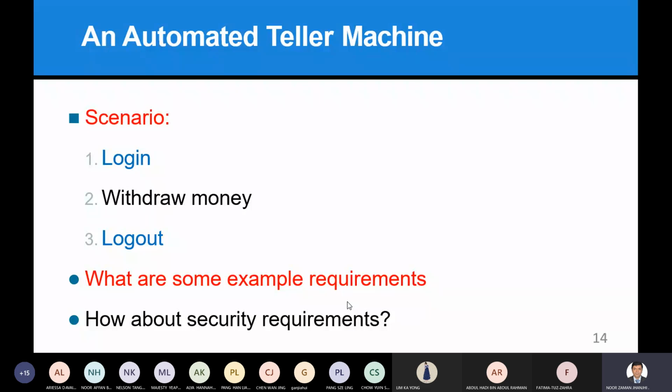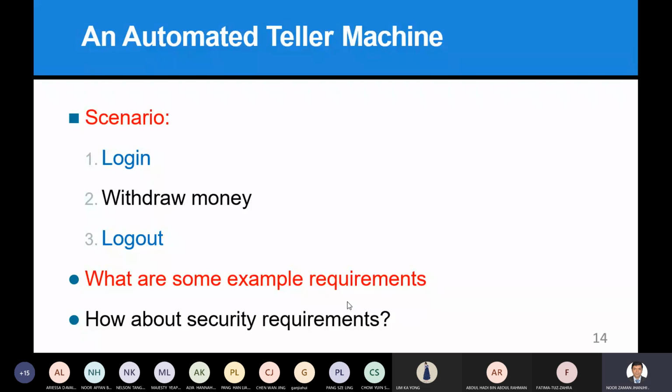For example, we are talking about the ATM machine, which is known as the automated teller machine. Everybody of us normally uses that. So you can see from here what the primary functional requirements are. The primary functional requirements are that someone can go and log in, withdraw the money, and log out. That is the main functional requirement.